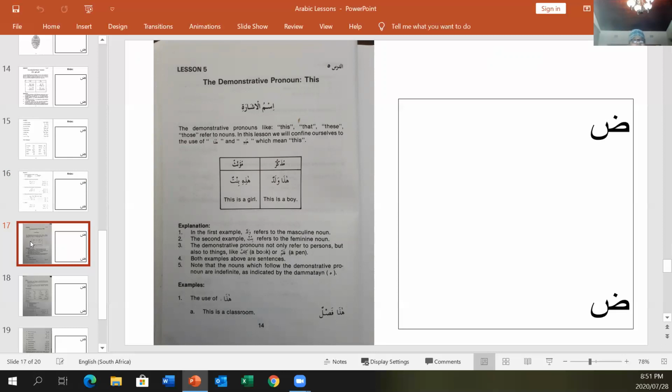Because if I say to you, waladun kabirun, a big boy, it doesn't complete a sentence, therefore it's a phrase, okay? So now if we look at mudhakkar, hadha waladun. The word hadha means, please let me explain, because I don't want us to get confused, because many students do become confused. The word hadha is this, okay?